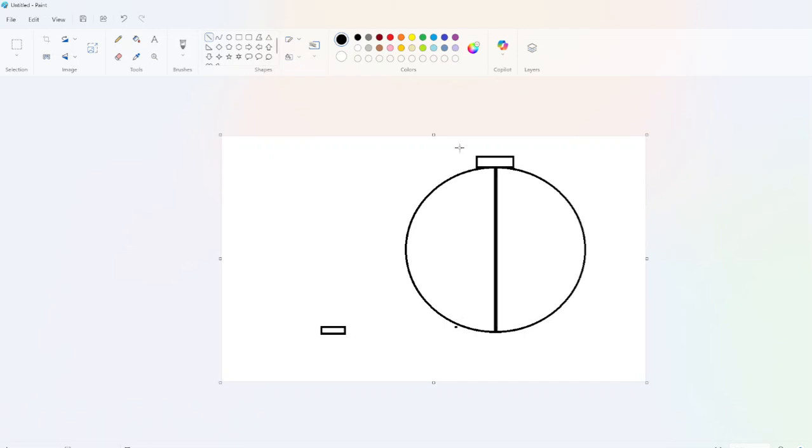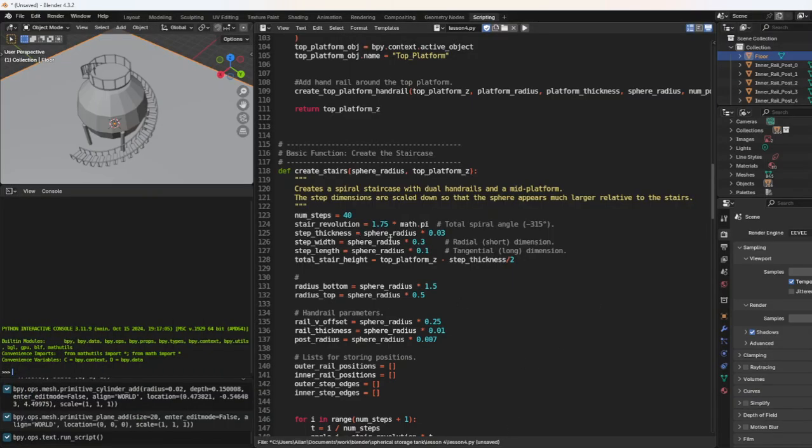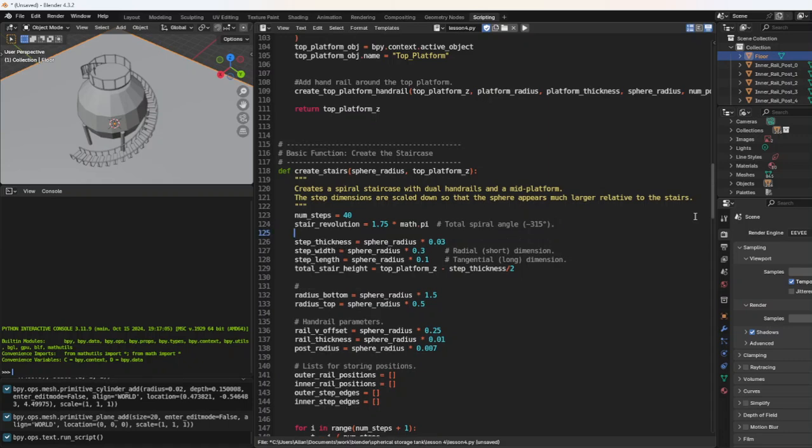And when we finish that, the revolution would not be 1.75 pi. It's going to be just math.pi, which is 1 times math.pi, which is 180 degrees. So stair on tank revolution equals math.pi.